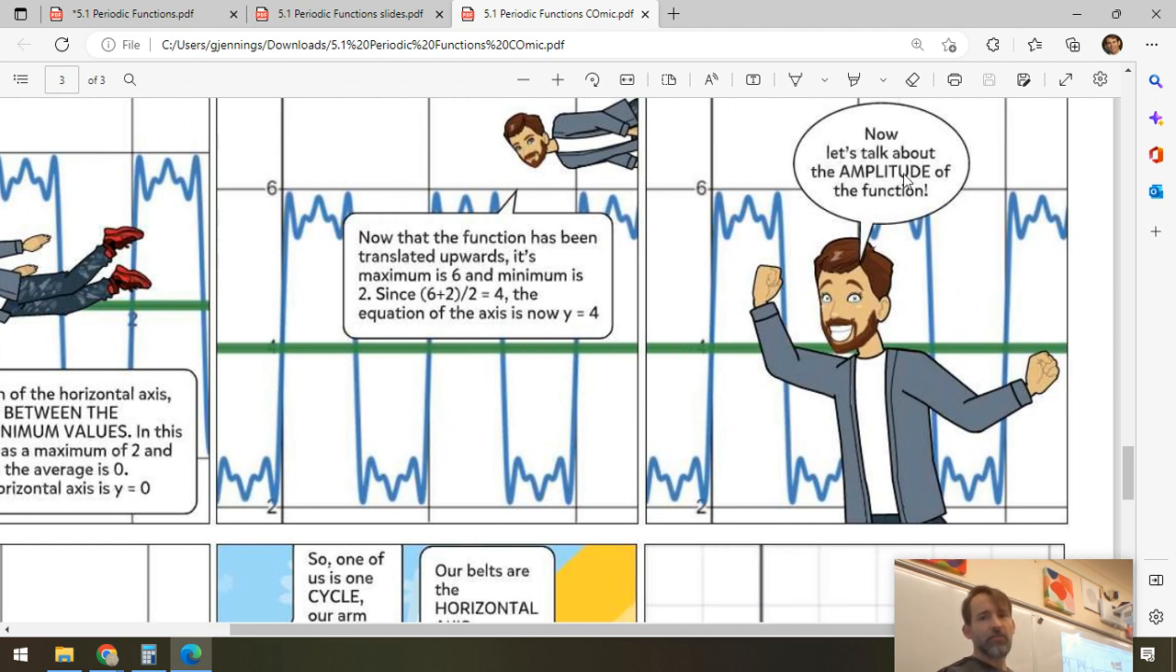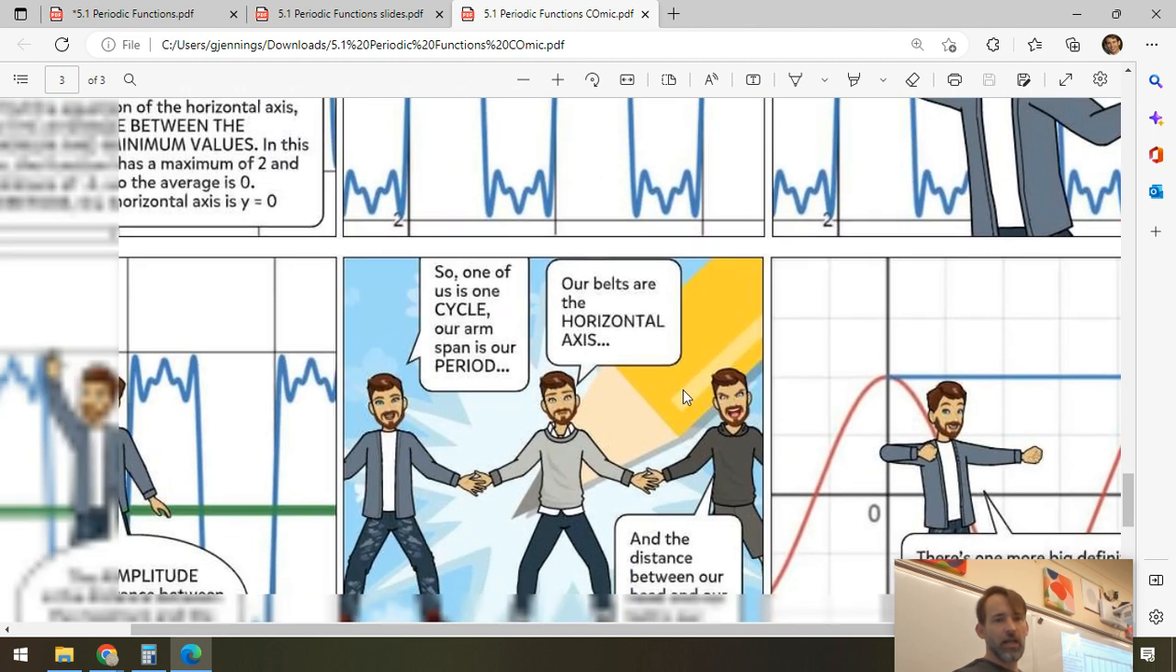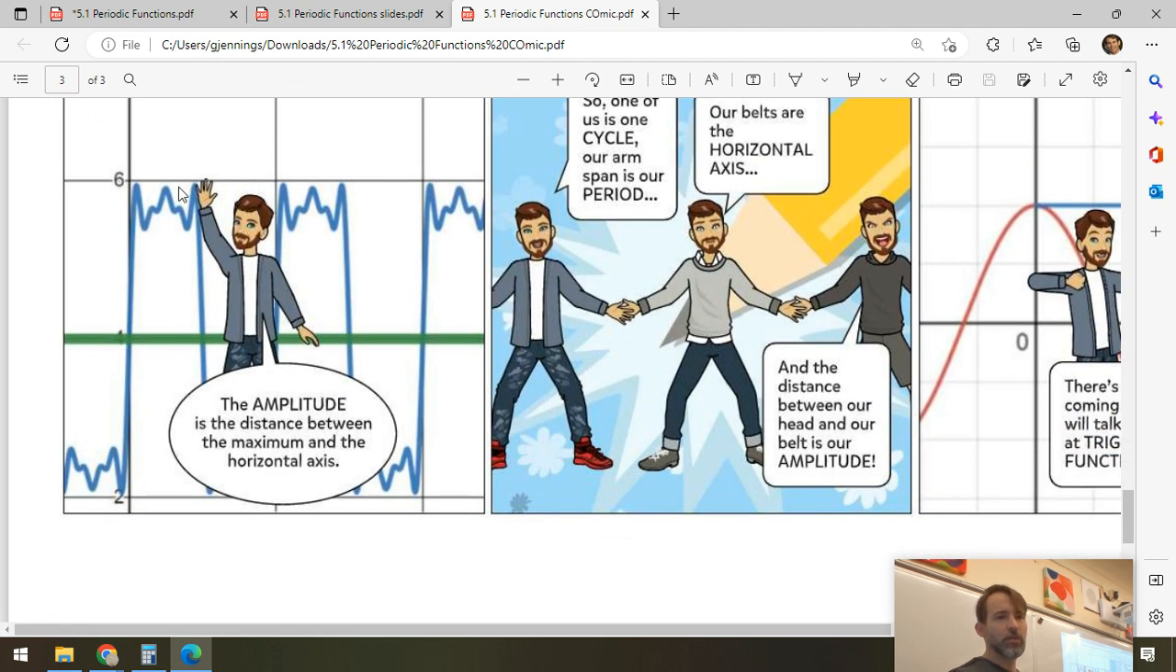Then, another key definition, amplitude. If this was a sine wave, amplitude would be related to volume. How loud is it? Okay. Here, let's talk about it. The amplitude is just the distance between the maximum and the horizontal axis. Or it's the distance between the minimum and the horizontal axis, since both the maximum and the minimum are the same distance from the horizontal axis.